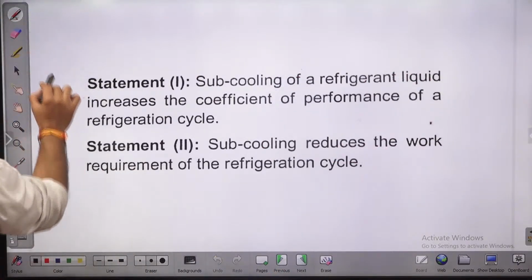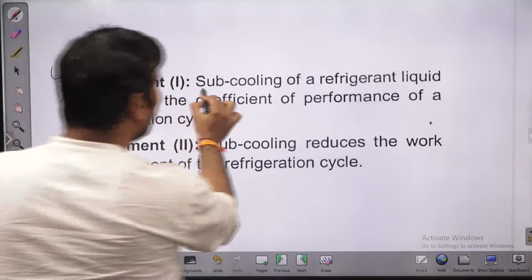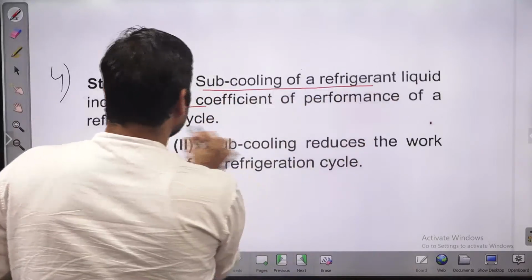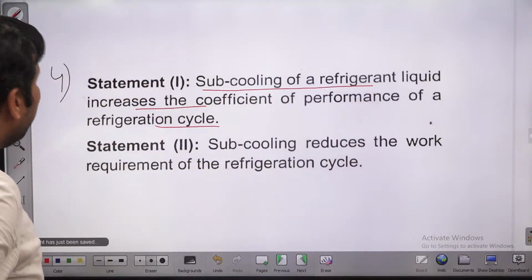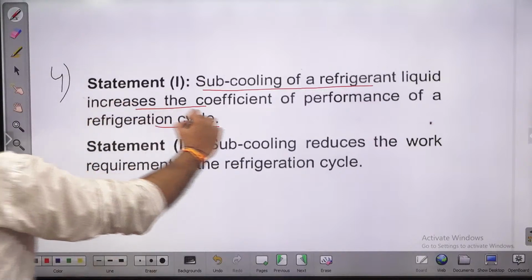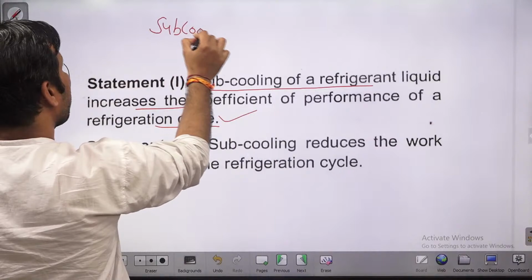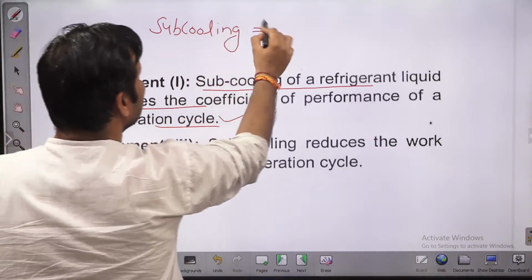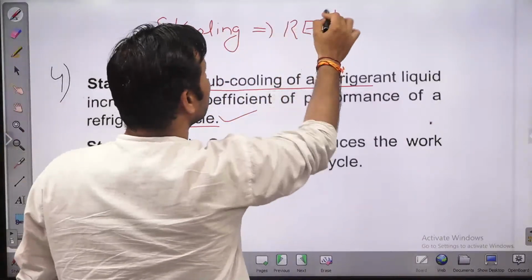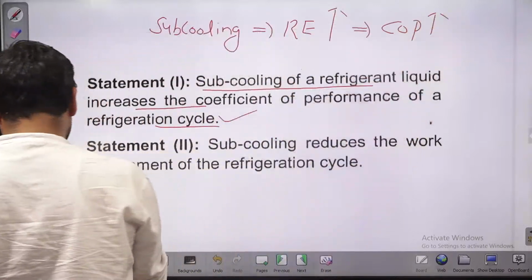So this is question number 4 guys in front of you. There are two statements. Statement 1, subcooling of a refrigerant liquid increases the COP. क्या subcooling से COP बढ़ता है बच्चों? Subcooling of a refrigerant liquid increases the COP, coefficient of performance of a refrigerator system. Yes, this is right. Subcooling से बच्चों, subcooling increases the refrigeration effect. It increases the COP. Okay, but W compressor remains same.